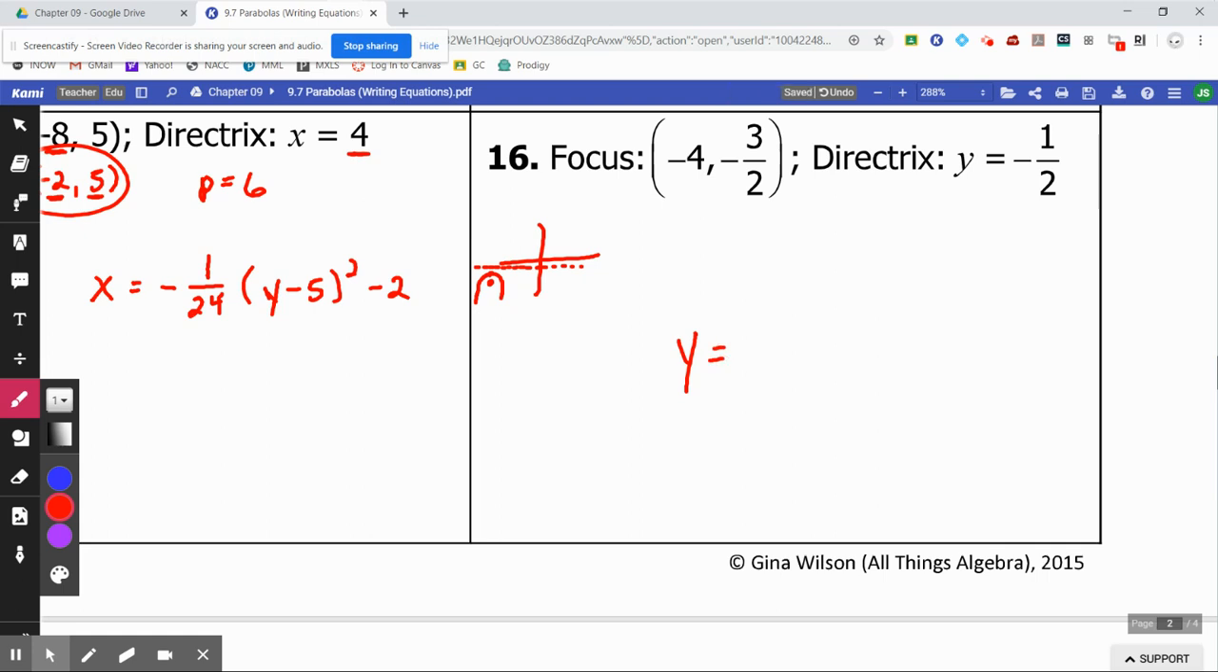Our vertex will have the exact same x value as the focus, so -4 stays the same. To find out our y value on our vertex, we're going to have to find the middle number between these two numbers. The way we find that is we add them. When you add them, it gives you -4 halves, which is -2, which makes it a little bit easier. Now when you divide that by 2, it gives you -1. So your vertex is located at -4, -1.